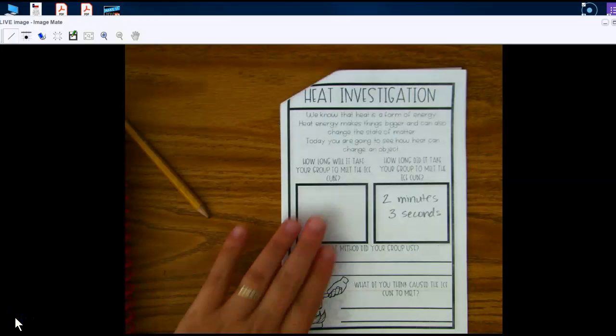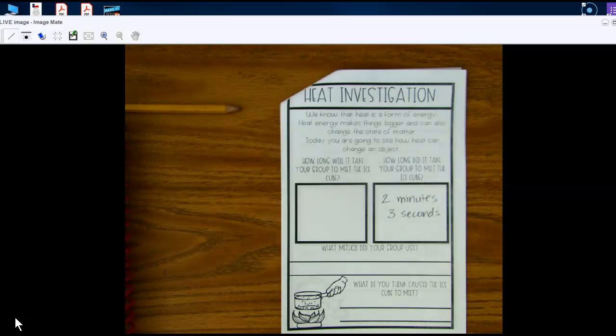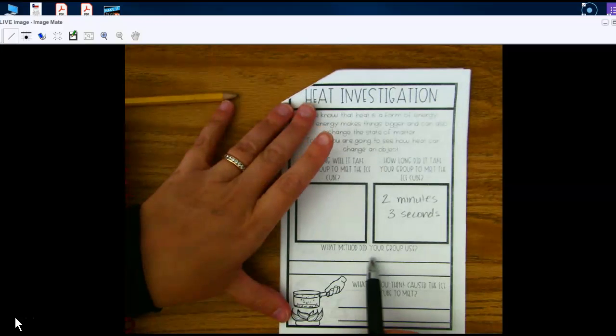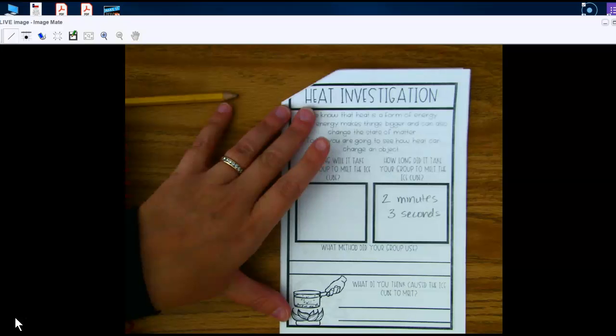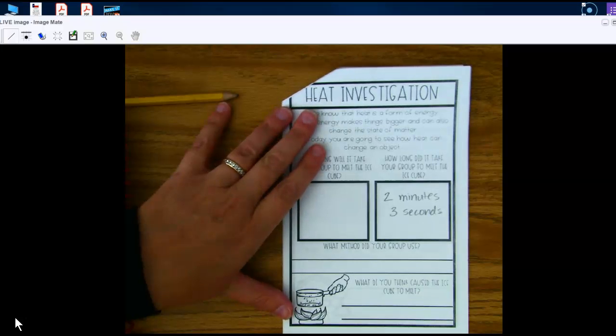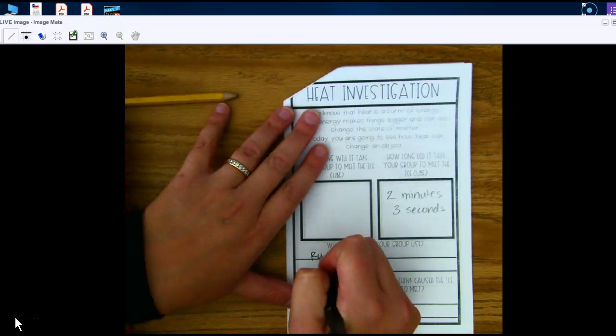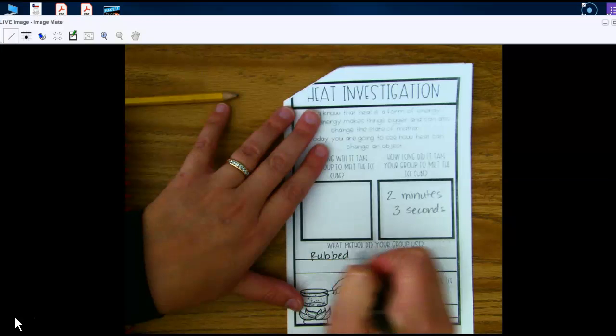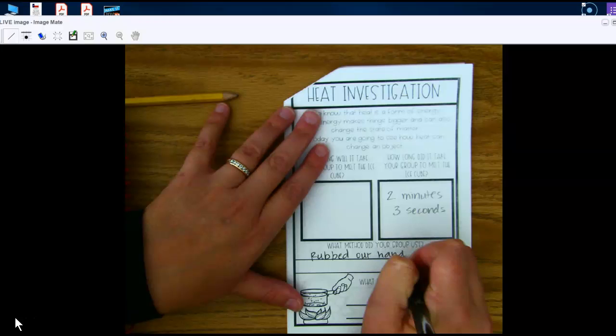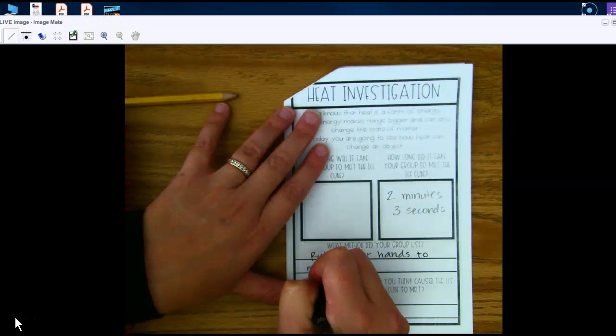Okay, some of us had around a minute, and some of us had close to 5 minutes. What method did you use? What did you do to make heat, Cooper? Right, we rubbed our hands together to make heat.